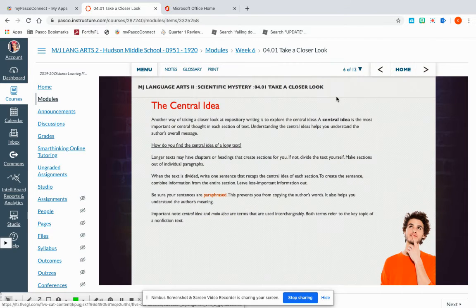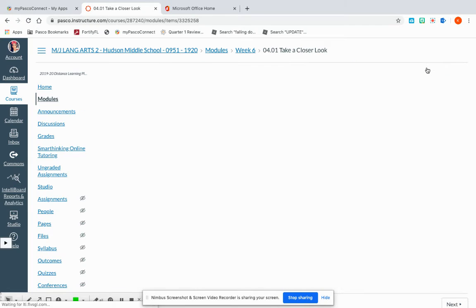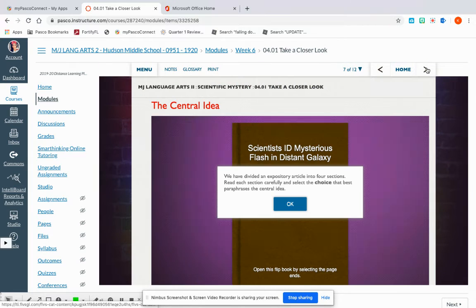Slide 6 is going to be showing you how you can come up with the central or main idea of the text. So remember, the main idea or central idea is the most important thought or point that the author is trying to make. So if I said in one sentence, what is this text about? That's going to be your main idea. Here is an interactive slide on central or main idea.